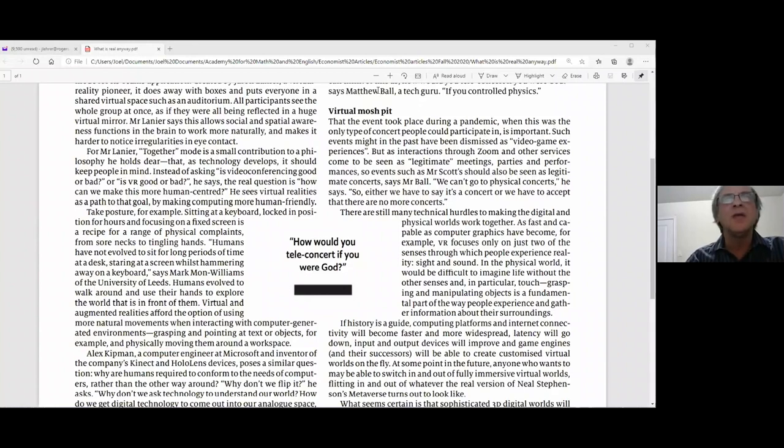Let me highlight this again here. Walk around, to use our hands to explore the world in front of us. That's how we've evolved, right? We're used to that. Our ancestors 100, 200 years ago, that's how they evolved, walking around, using their hands, touching things. So virtual and augmented realities will allow us to use these more natural movements when we're interacting with different environments. We can grasp things.